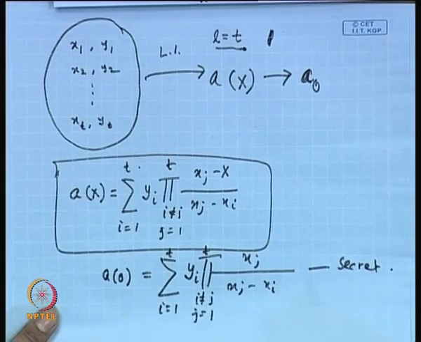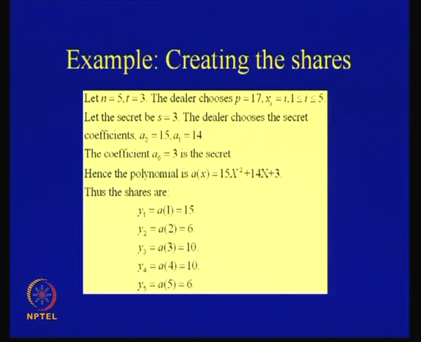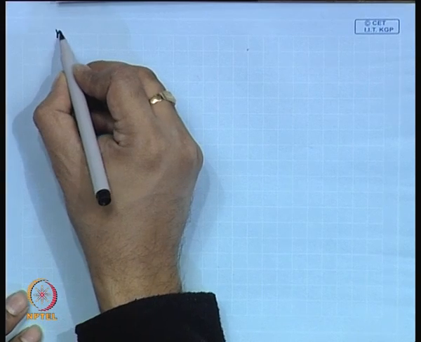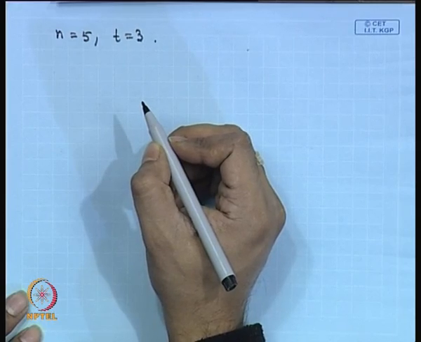So, are we convinced that the collaborating parties will be able to calculate back the secret? Let us consider a small example. In this example n is chosen as 5, that means there are 5 shares which are created, and we want to ensure that if 3 collaborating parties combine, then they should be able to retrieve the secret. So consider n equal to 5 and t equal to 3 in this threshold scheme.